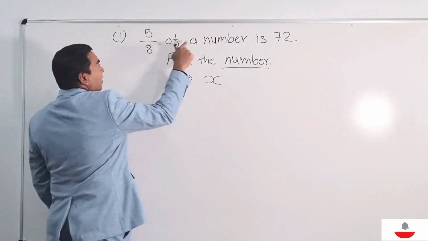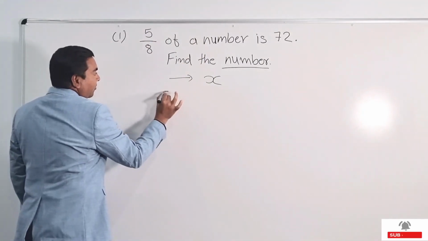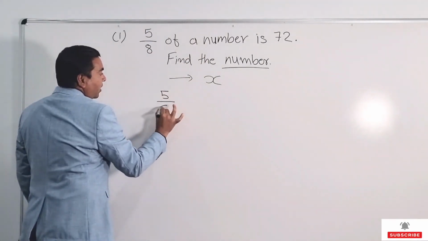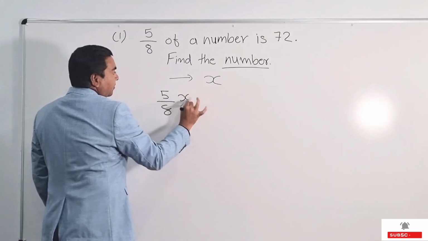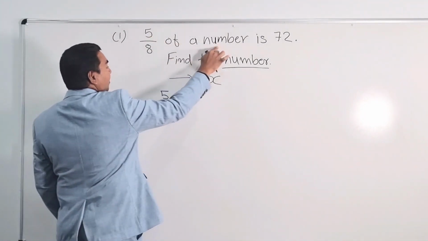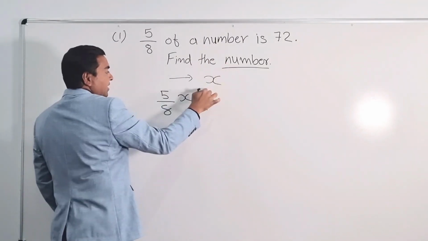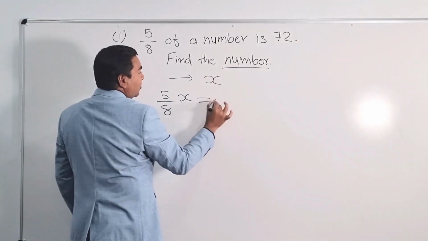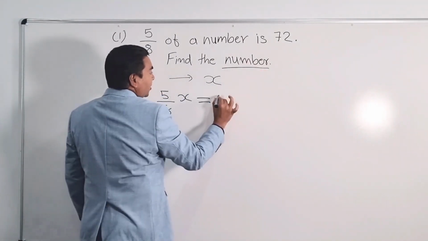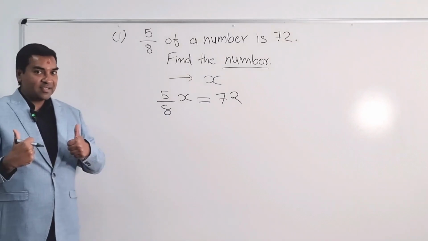5/8 of a number. So I can write down 5/8 multiplied by x, because 5/8 of a number, so 5/8 x, because my number is x, and that is equal to 72. Is it making good sense, guys, the first step?